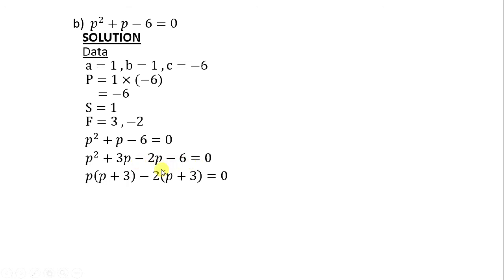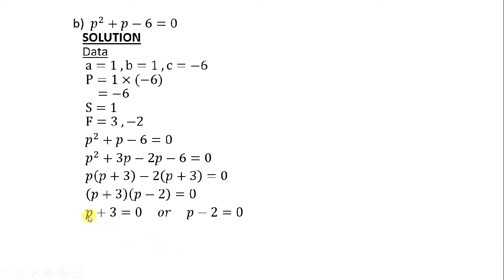What is common between -2p and -6? -2. What am I supposed to multiply with this -2 to give me -2p? P. -2 times +3 will give us a -6. Our common factor is p plus 3. What has remained? P minus 2. We are going to group that. From there, we'll pick one common factor, group what has remained, equal to 0.